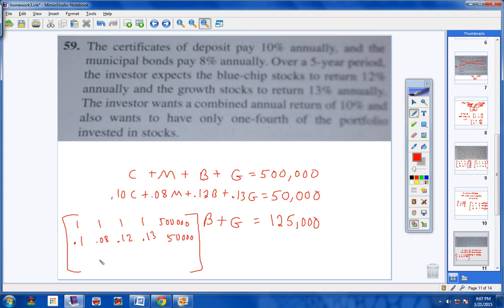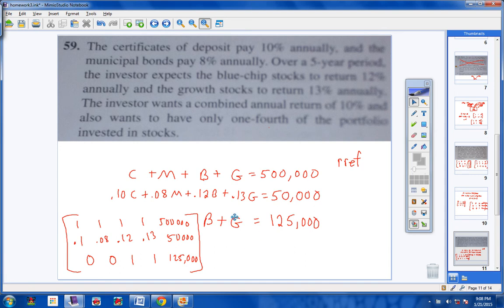And then 0, and then 0, and then 1, and then 1, and then 125,000. Now, go ahead and enter it in your calculator, and when you're done, do RREF, and you should come up with this matrix right here. Go ahead and do that quickly. Pause the video if you need to, and then when you're done, you should get this matrix here.